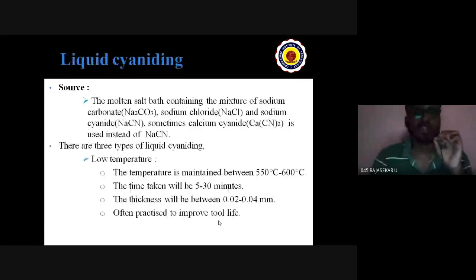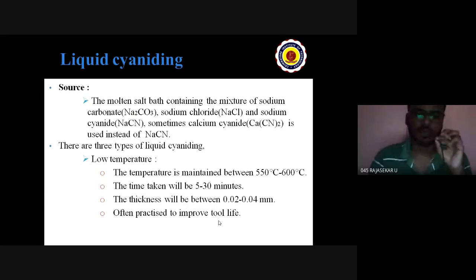Then comes liquid cyaniding. In liquid cyaniding, the source is a molten salt bath containing a mixture of sodium carbonate Na2CO3, sodium chloride NaCl, and sodium cyanide NaCN. Sometimes calcium cyanide CaCN2 is used instead of sodium cyanide. It is further classified into three types: low temperature liquid cyaniding, medium temperature liquid cyaniding, and high temperature liquid cyaniding. Let us discuss them one by one.